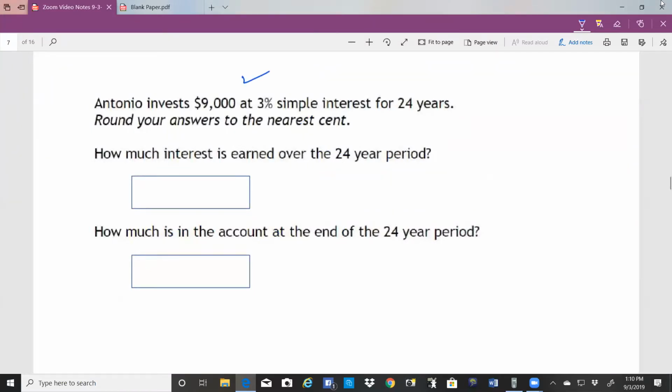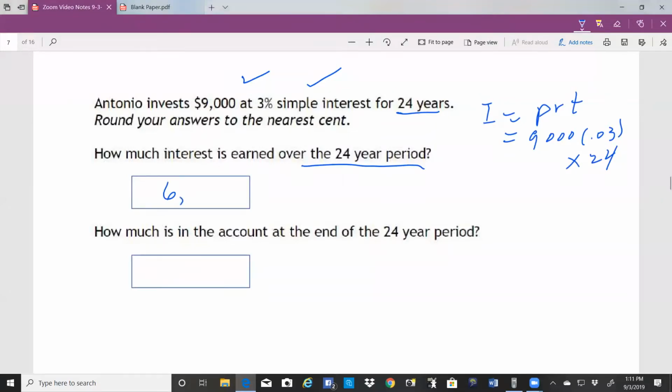A guy invests $9,000 at 3% interest for 24 years. How much interest is earned over the 24-year period? Now, I = PRT, which is 9,000 times 0.03 times 24. And I think that comes out to be 6,480.